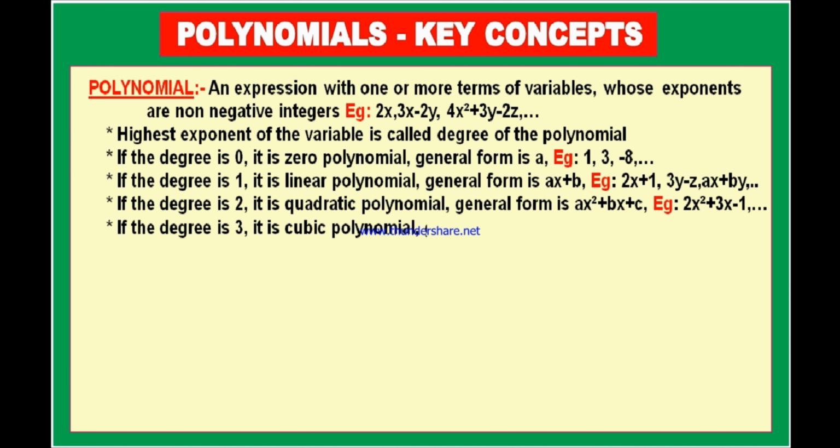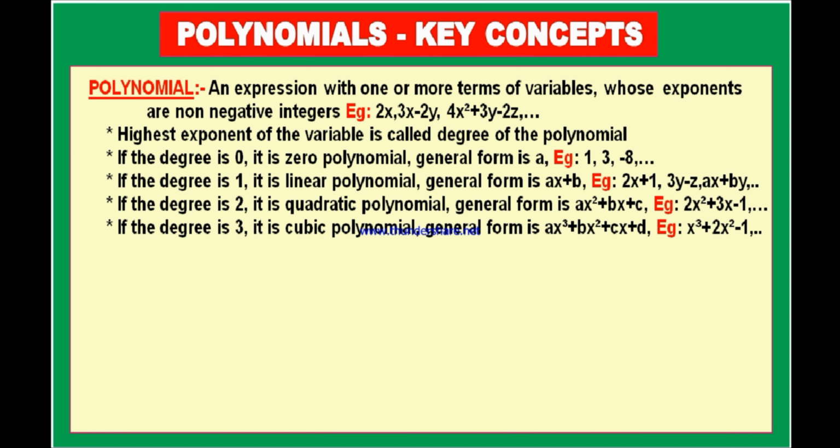And the next point, if the degree is 3, then it is a cubic polynomial. If the degree of any polynomial is 3, then it is called a cubic polynomial. The general form of the cubic polynomial is ax cube plus bx square plus cx plus d. An example for a cubic polynomial is x cube plus 2x square minus 1. Here the highest exponent is 3, therefore it is called a cubic polynomial.